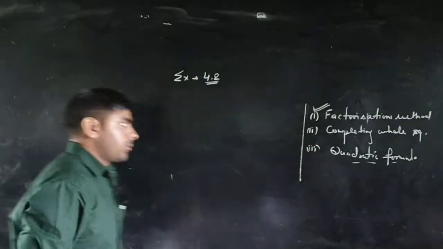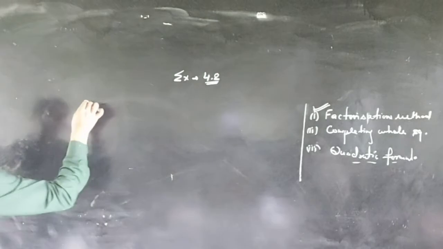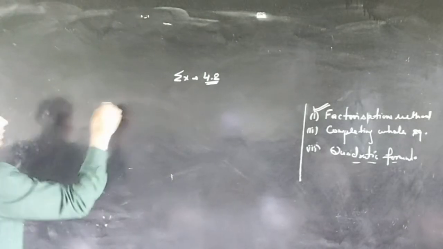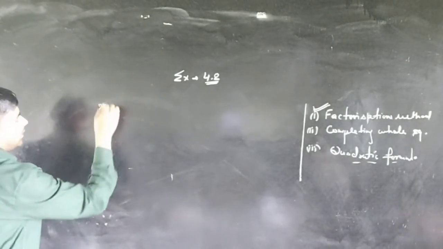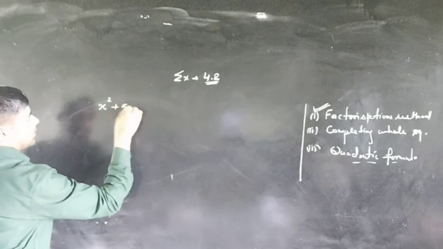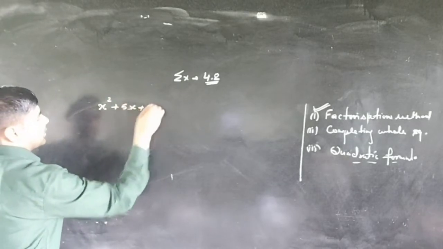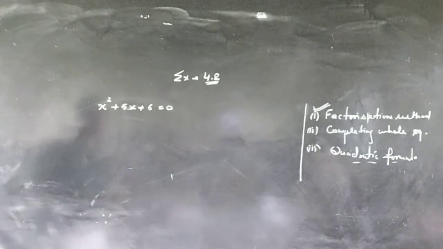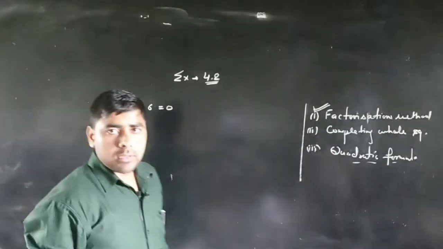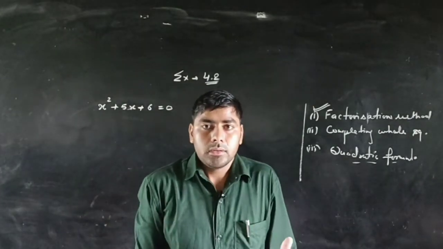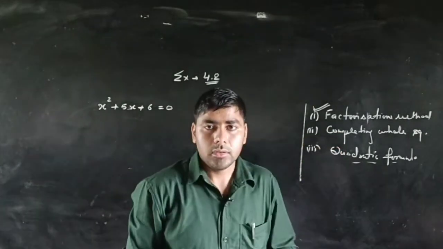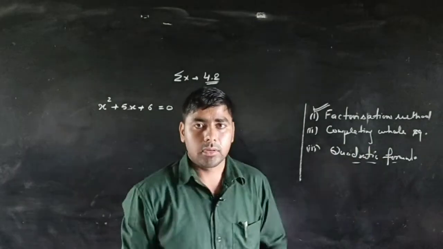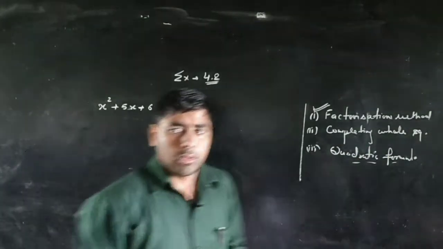Let's see an example. This is the given quadratic equation: x square plus 5x plus 6 is equal to 0. This is simply a quadratic equation. How can we implement the factorization method?